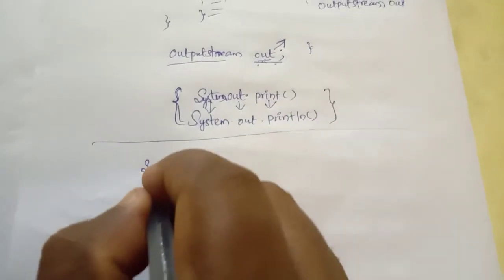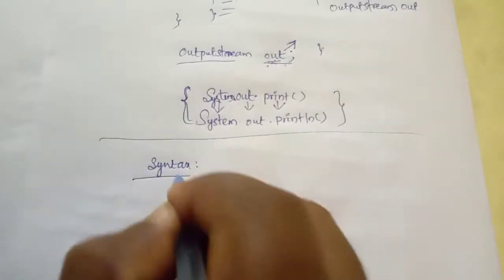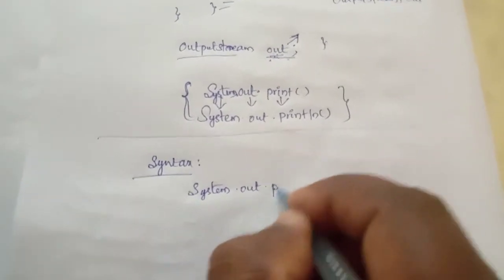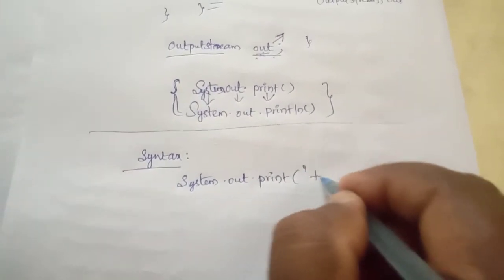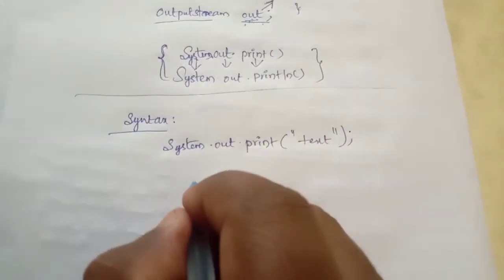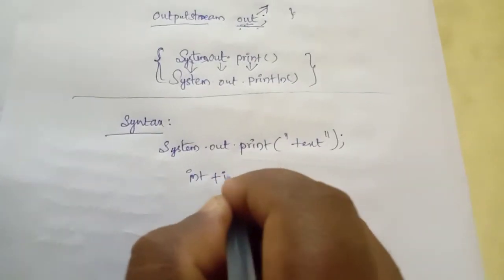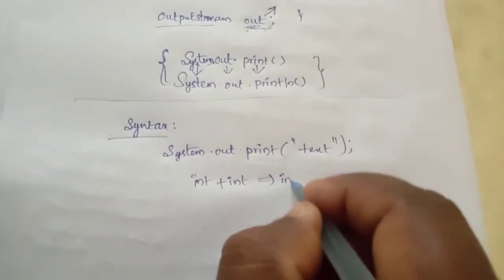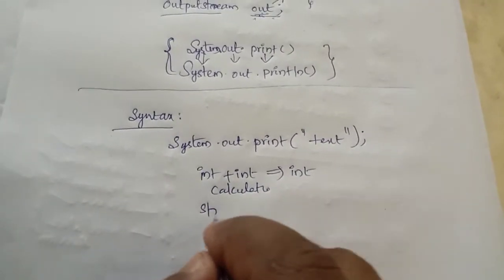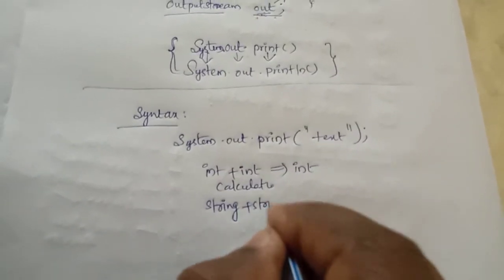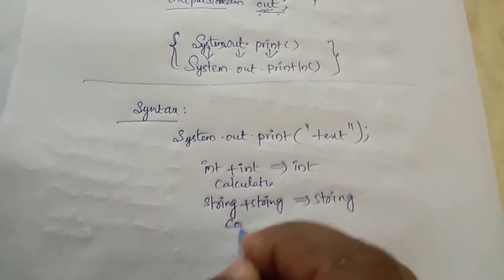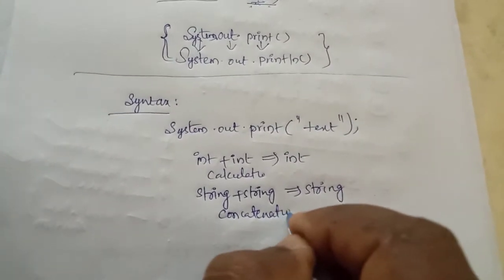So how to print anything? I am writing the syntax. System dot out dot print some text. And I am writing one thing: integer plus integer becomes integer, and here calculation will be done. And one more, string plus string gives a string. Here concatenation will be done, the combination of strings.